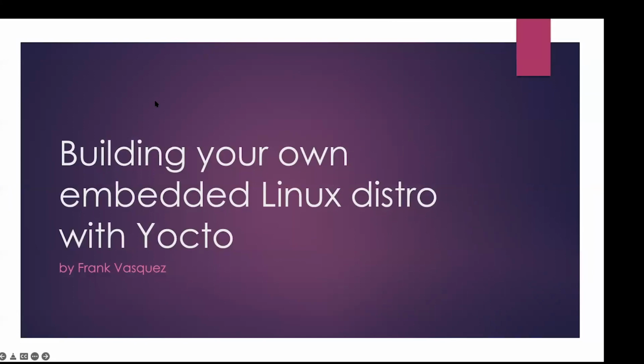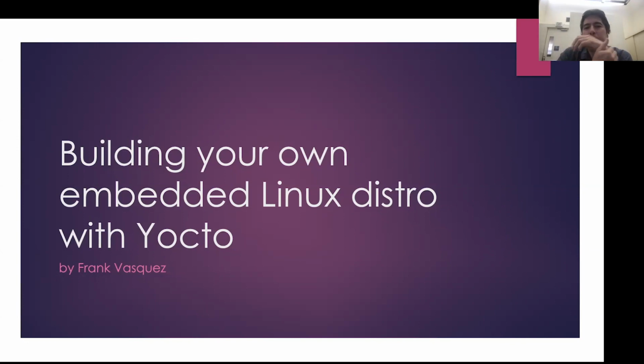There we go. So okay, here's what I'm going to talk about. I'm going to talk about building your own embedded Linux distro with Yocto. So Yocto is one of the two prominent build systems for embedded Linux. So if you need to make a product that's running Linux on it, you're either going to use Yocto or you're going to use Buildroot.